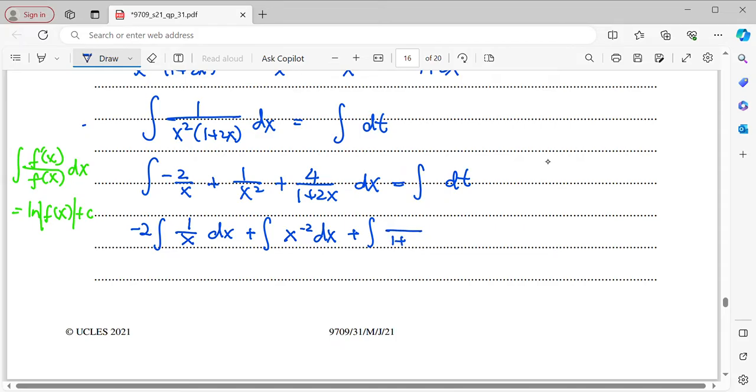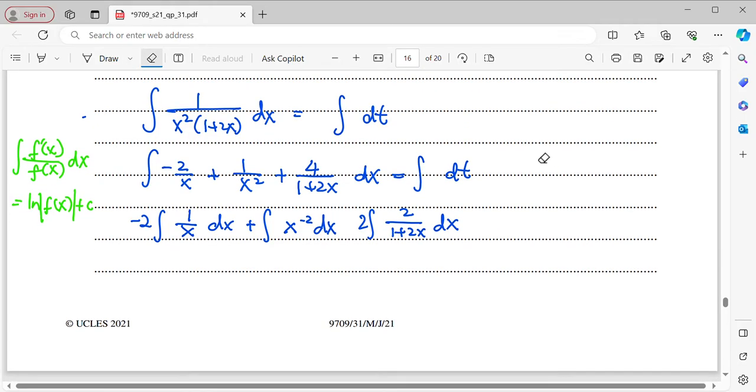I will write over 1 plus 2x first. I use the ln because the degree of the denominator is 1. So differentiate 1 plus 2x is 2. But to get 4, I times 2 outside. The right hand side is basically integrate 1 dt. Therefore, it's t, then plus c. I don't want to write plus c first because I have not done the integration yet.